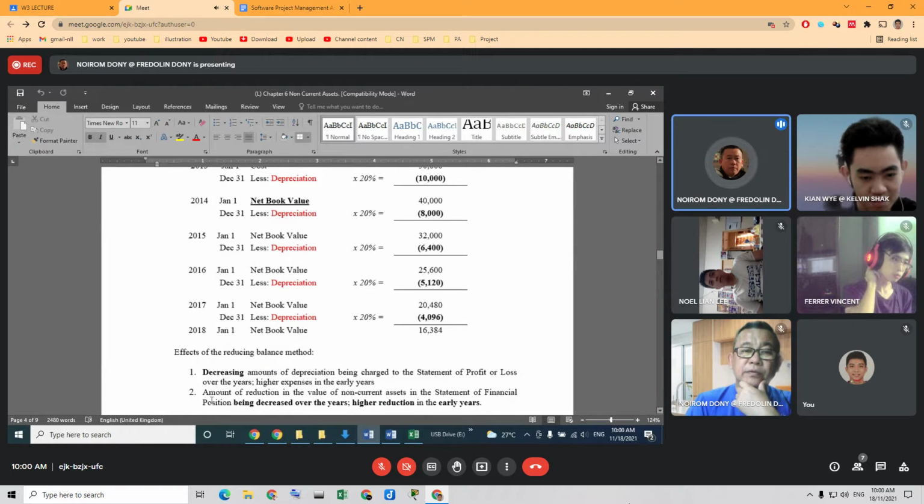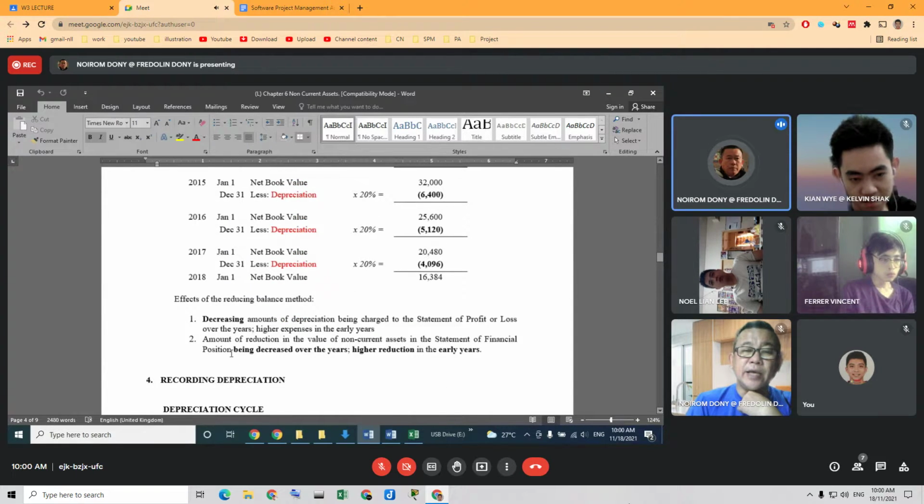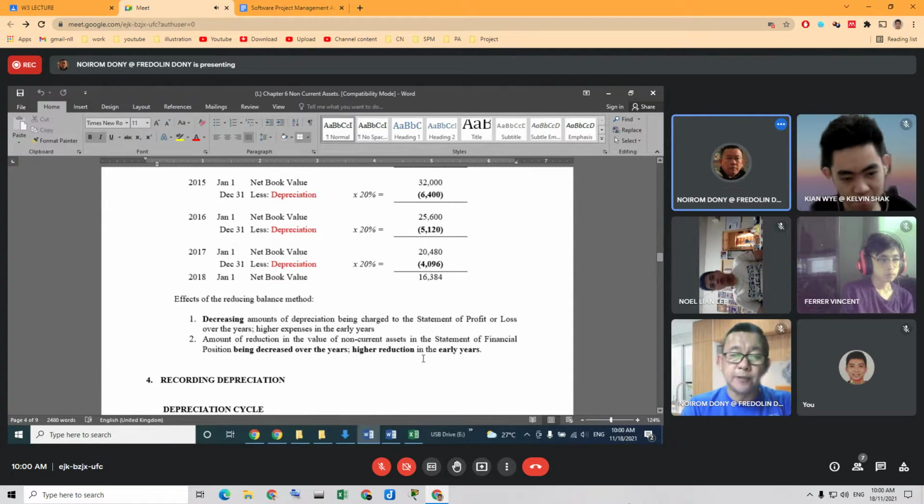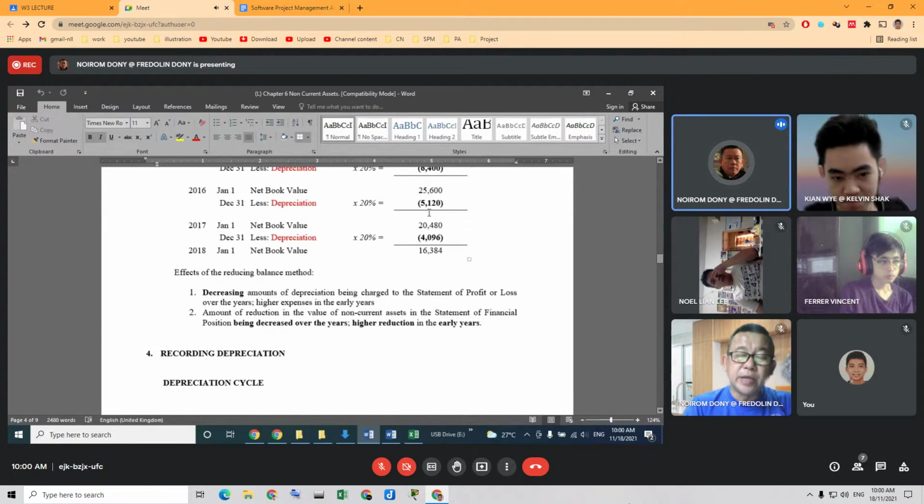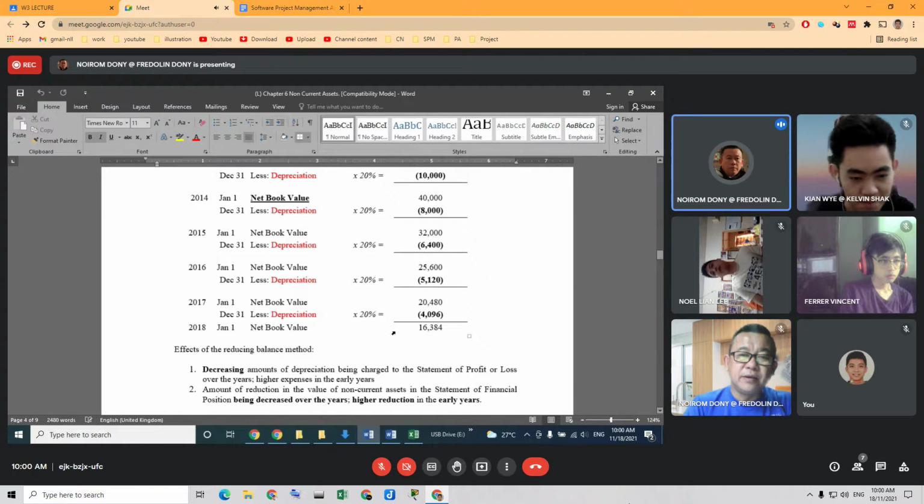The second effect is the amount of reduction in the value of the non-current asset in the SOFP being decreased over the years. Higher reduction in the early years. Again, when we record this into accumulated depreciation, that accumulated depreciation reduces the non-current asset, with higher reduction during the early years.